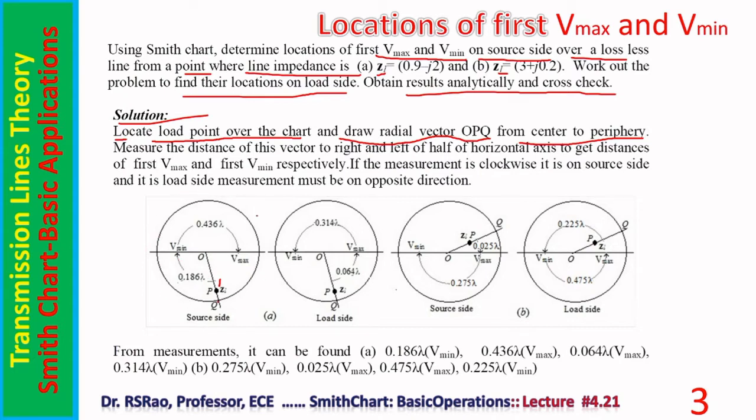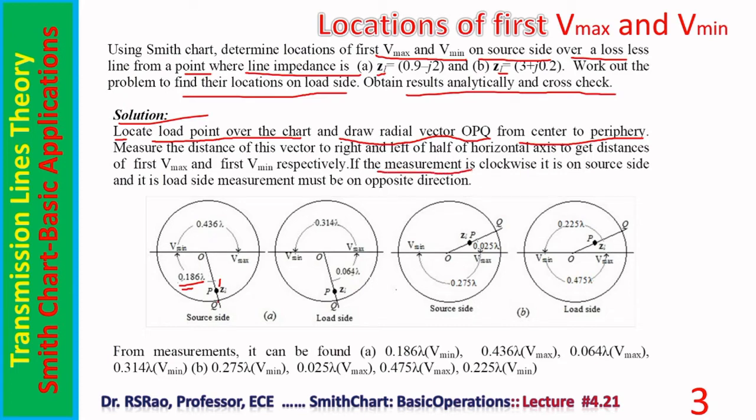So from this radial vector, one can measure the distance using the scales available over the periphery. One distance comes out 0.186 lambda. That is distance of Vmin. And another distance is 0.436 lambda. This is distance of Vmax. So the measurement is clockwise. So it is on the source side. First Vmin is at a distance of 0.186 lambda, Vmax is at a distance of 0.436 lambda from the load point.